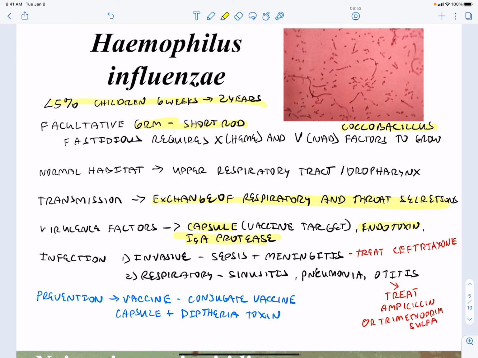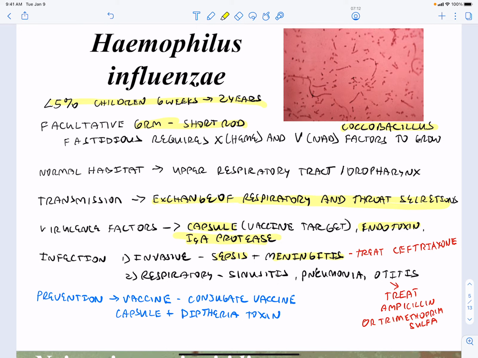Now, the infection is going to be either invasive, meaning that it gets access to the blood and you get sepsis, and then this will lead to meningitis. Or it can be respiratory. It can be localized in the respiratory tract, and there you get a sinusitis, pneumonia, or an ear infection.